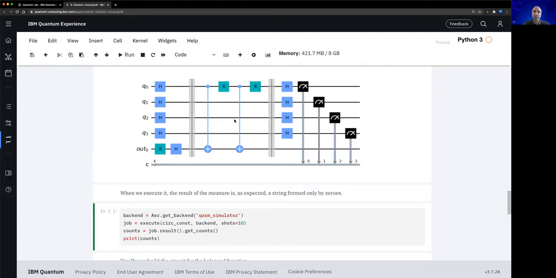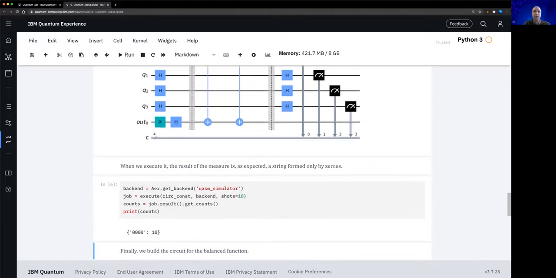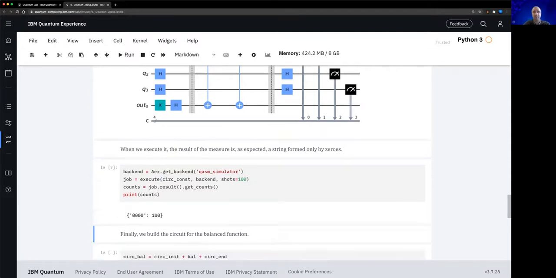So here we are using an oracle for a constant function. We are repeating this 10 times, but you can repeat it as many times as you want. This is going to return a string of all zeros, all the times. If you increase this to 100, for instance, again, you always obtain 0, okay? Because the analysis that we did showed that with probability 1, with a constant function, you are going to obtain the string that is all zeros.